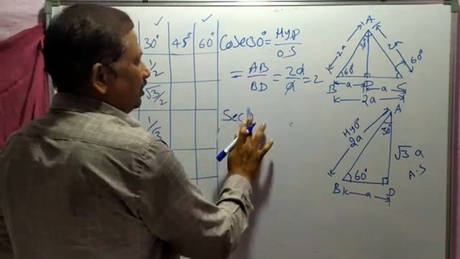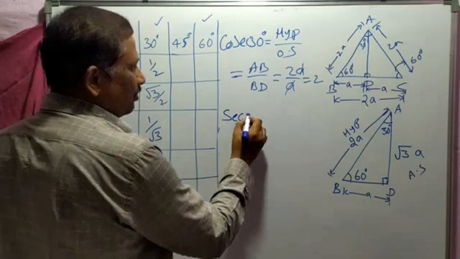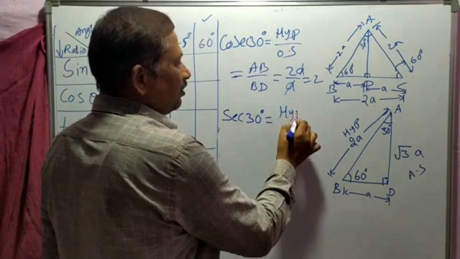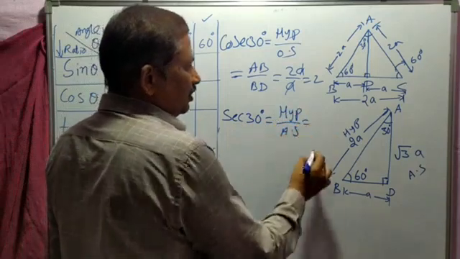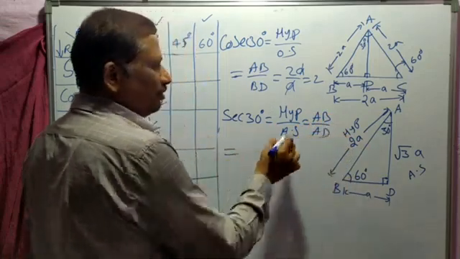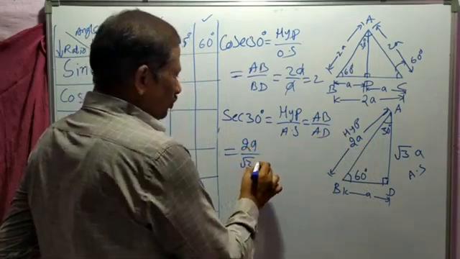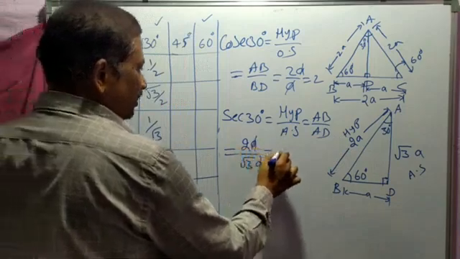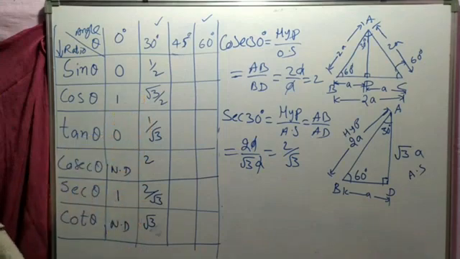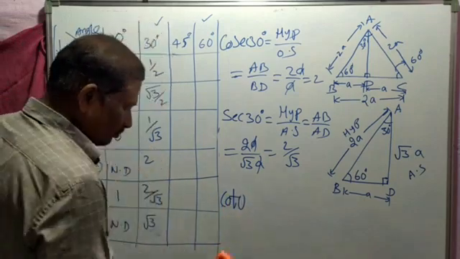Secant 30 degrees. What does secant 30 degrees come to? It is the reciprocal of cos, so hypotenuse by adjacent side. Hypotenuse is AB by adjacent side AD. Write down that value: AB value is 2A and AD value is root 3A. So A gets cancelled, 2 by root 3. I already wrote it as the reciprocal, the multiplicative inverse of this. So we got that. Next, cot 30 degrees.